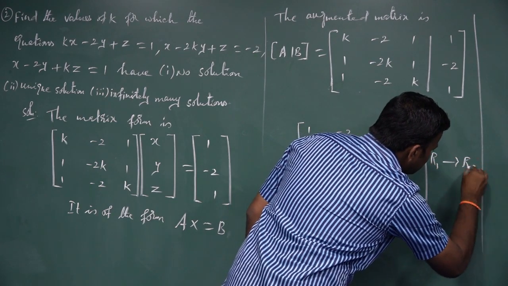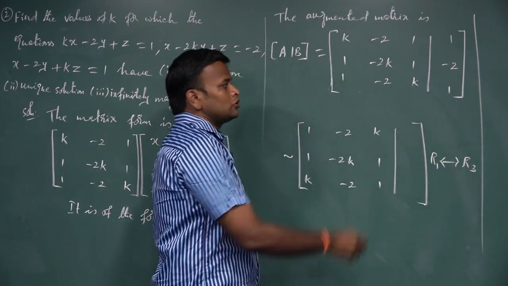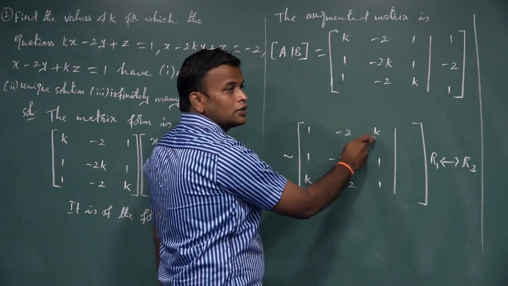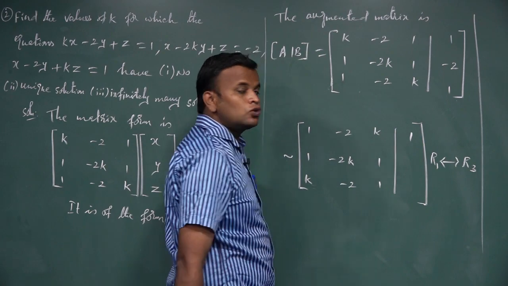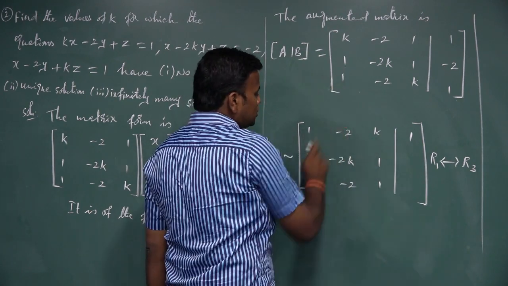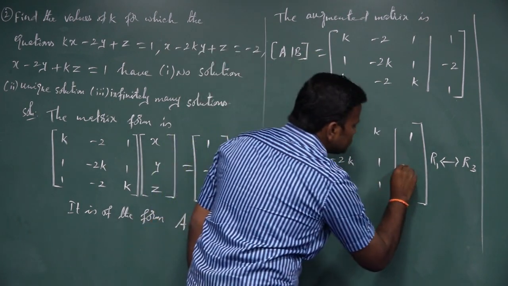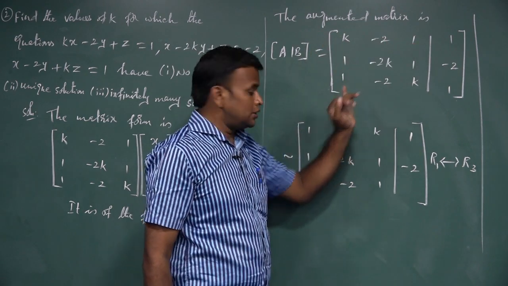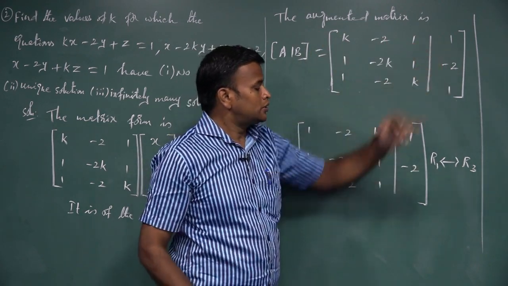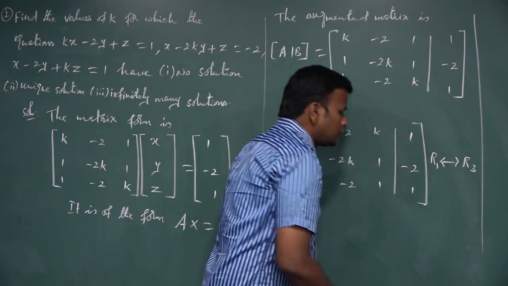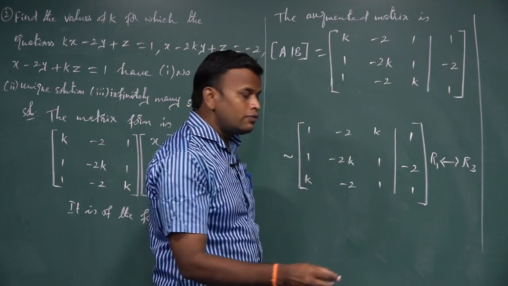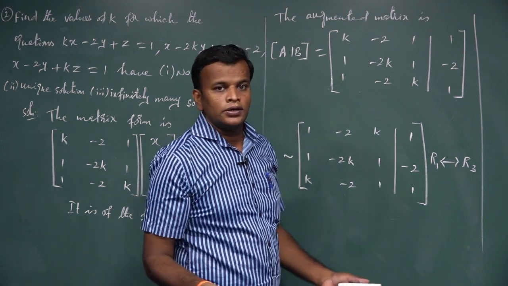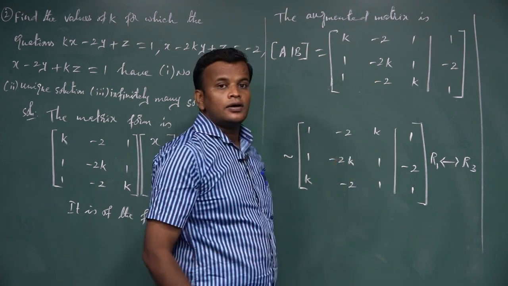R1 interchange R3. So the R3 becomes R1. You see 1, minus 2k, and the extra element is 1. So no change in the second row: 1, minus 2k, 1, minus 2. And R1 becomes R3: k, minus 2, 1. So the first work is to convert that element to non-zero. It's better to convert it to 1. Now I interchange R1 and R3.